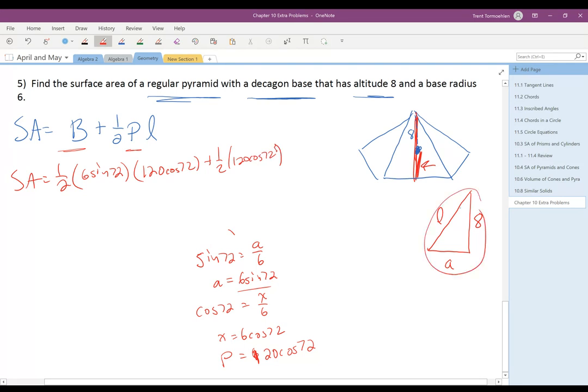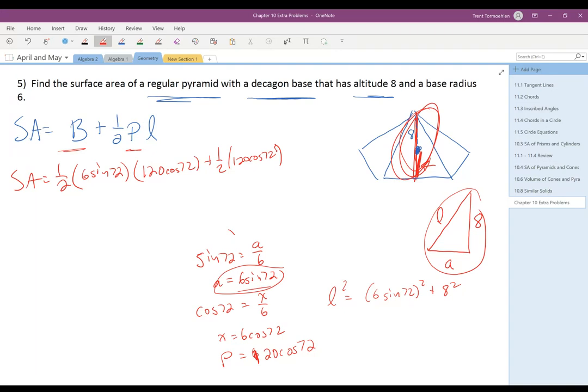Well, L is found by applying the Pythagorean theorem, so L squared equals the 6 sine 72 squared plus 8 squared, right? Remember, we got that from this triangle that's inside here. And so we type that into our calculator and make sure we take the square root of it. So you get 8 squared plus, and then you put in parentheses 6 sine 72. Make sure you close parentheses and square it, and you get 96.56. But to find L, we need to take the square root of that. And so L turns out to be 9.826612. And so that's what goes over here.